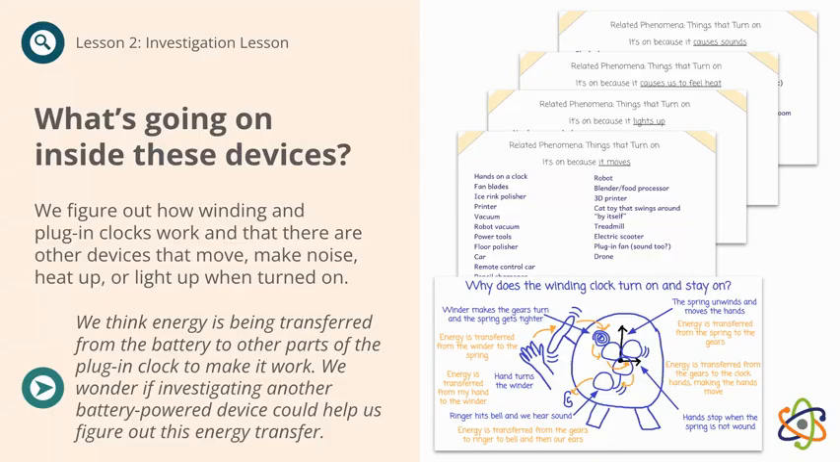So using our model of the winding clock, we notice that there are things happening that cause changes inside the winding clock. Our hand causes a change in the spring, which then causes a change in motion in the gears, which causes a change in motion in the clock hands. We learn that energy is the ability to do something or make a change, and that it can be transferred from place to place, like from our hands to the winder. We then wonder if the wires inside and outside the plug-in clock are transferring energy to make it work.